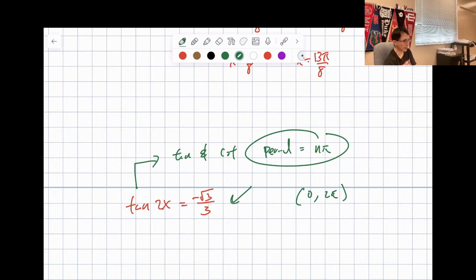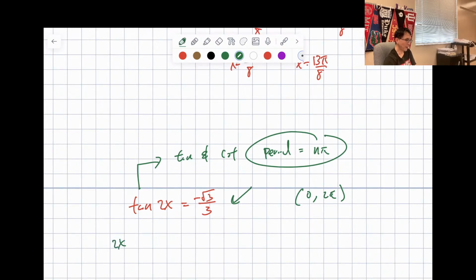All right, so when would you get square root 3 over 3 and negative square root 3 over 3? 5 pi over 6, good. And 2x equal 11 pi over 6, right? And this is plus m pi rather than plus 2m pi. So then x is equal to 5 pi over 12 plus m pi over 2. Is that okay? X equal to 11 pi over 12 plus m pi over 2.